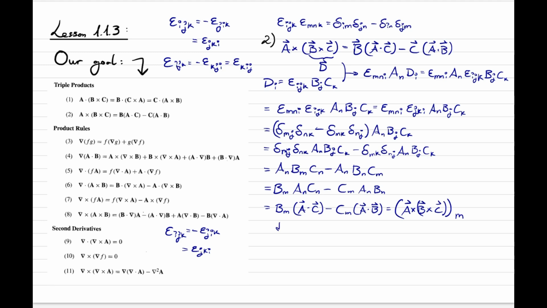So we can finish by saying that we can now transform bm and cm into vectors. So we have the vector B times this, which doesn't change, minus the vector C, and this doesn't change. And we have proved the vector identity. So in the next video, we'll prove some of these product rules, and see you later.